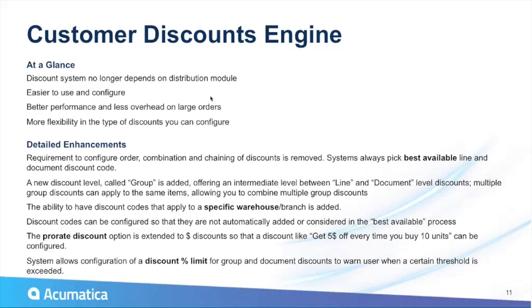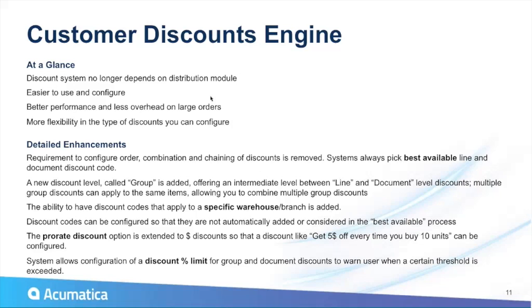Finally, the system now allows you to configure a discount percentage limit for your document discounts. So this is very convenient because you may decide to set up a temporary promotion and give a special discount on a product, but the customer may also already benefit from other document-wide discounts. So if you want to avoid a scenario where the customer is getting like a 90% discount on some products, you can just configure this warning, and the system will warn you when you create an order if you exceed the limit.